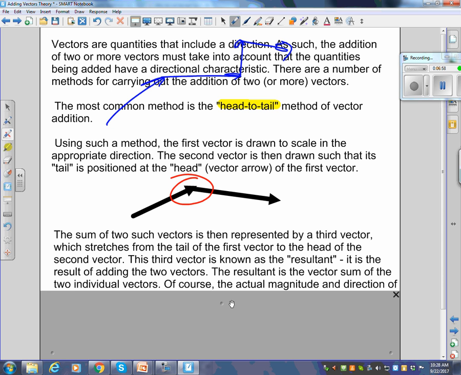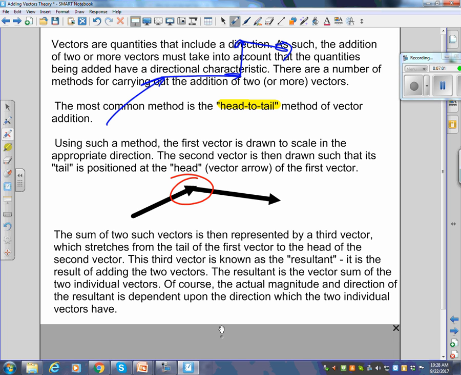All right. Now here's where I'm going to build on what we did yesterday. The sum of two such vectors is then represented by a third vector, which stretches from the tail of the first to the head of the second. This third vector is known as the resultant. When you add two numbers together, what's the answer called? Don't say answer. The sum, right? When you add two vectors, the answer is called the resultant, because you have to include that direction thing. The resultant is the vector sum of the two individual vectors.